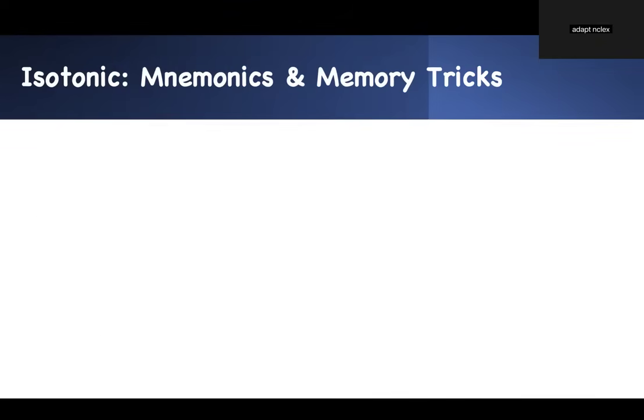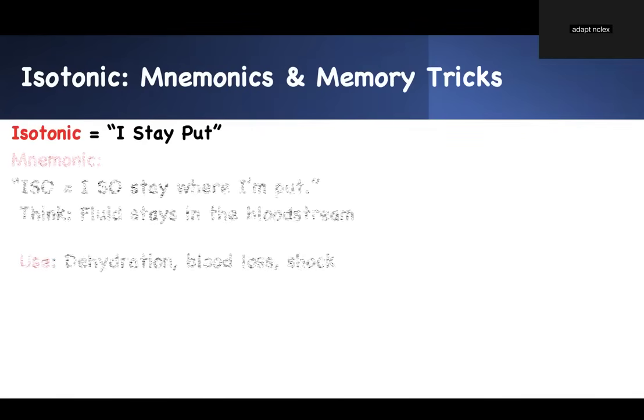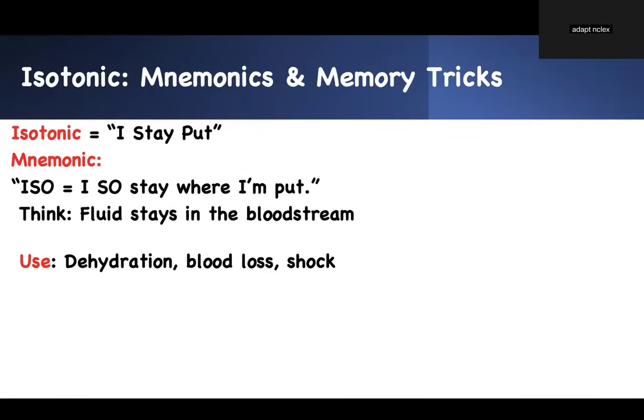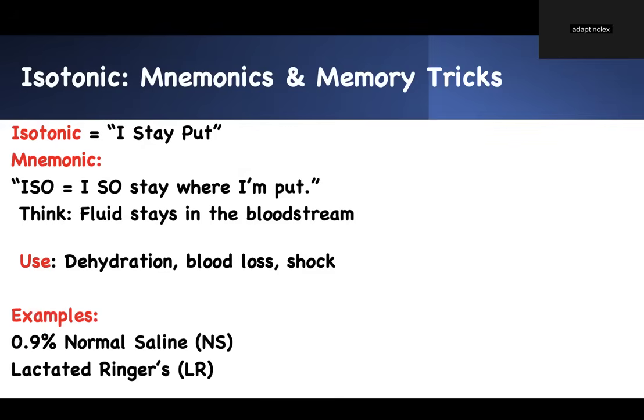The fluid aspect is straightforward. Isotonic means I stay where you put me. I don't move and I don't go anywhere. So isotonic fluid will stay in your blood. If it's going to stay in your blood, then we use it for anything that is lost in the blood: dehydration, blood loss, or shock. It has the same concentration as your blood. 0.9% normal saline and lactated Ringer's are the most common isotonic fluids.